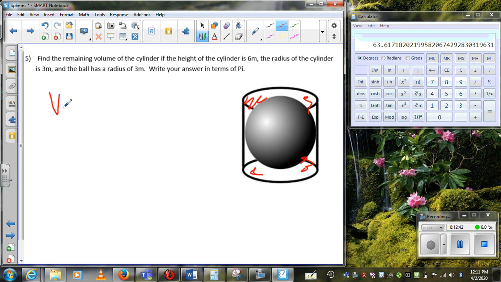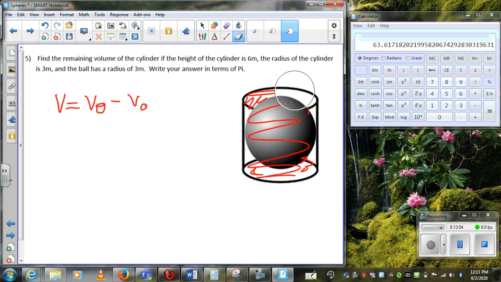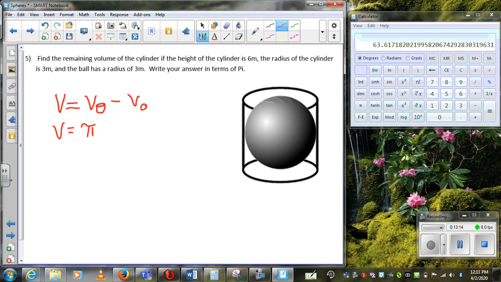So what we can do to find our total volume here, or just volume in general, is we can find the volume of the cylinder and subtract out the volume of the sphere. So find the volume of the whole thing and then subtract out the ball. That should work. All right, so the cylinder is pi r squared h, and the sphere is our 4/3 pi r cubed.